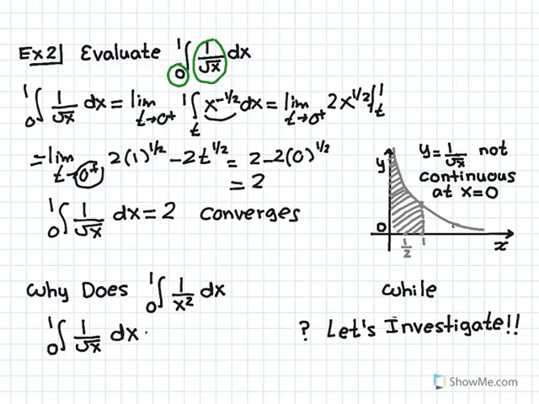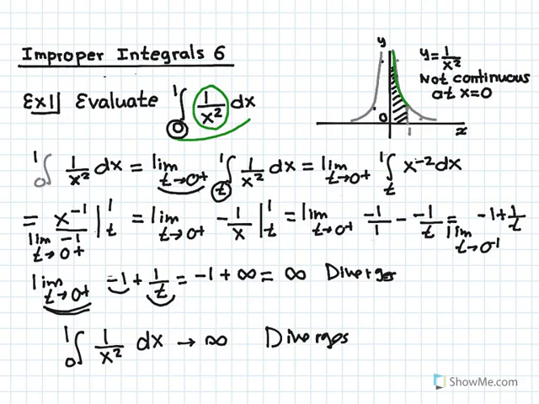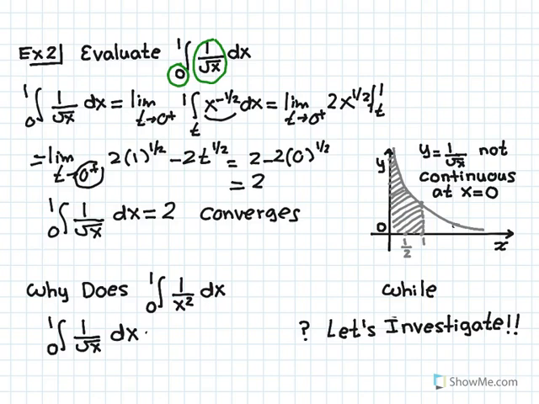Why is it that this integral converges? The integral from 0 to 1, 1 over root x dx converges, and the previous integral, the integral from 0 to 1, 1 over x squared dx, diverged. So let's examine that. Let's fill these in. So this is equal to infinity, diverges, while the integral from 0 to 1, 1 over root x dx converges. So we're going to investigate that.